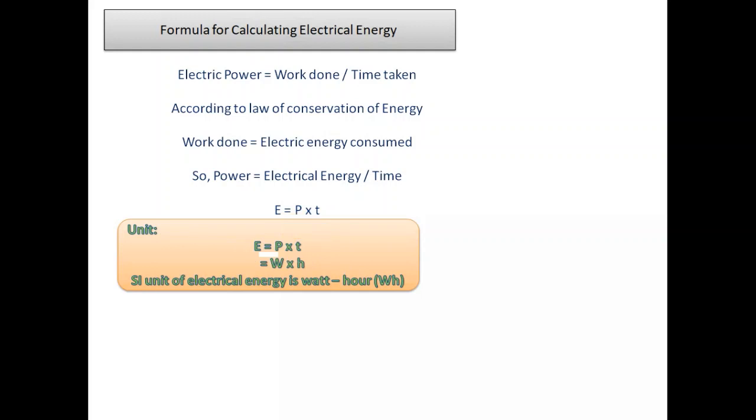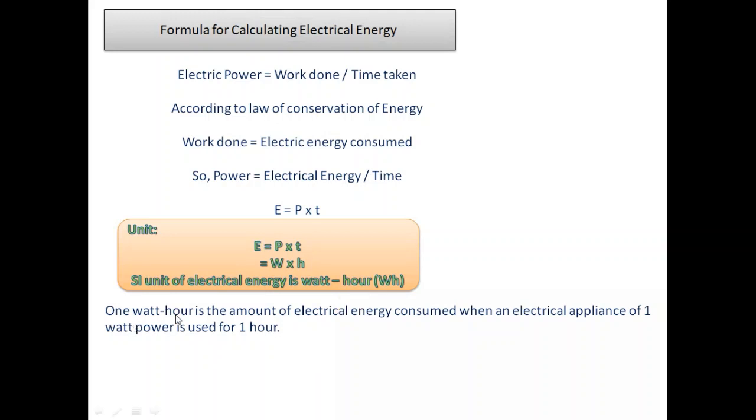Okay. Now let's talk about units. The unit of power is watt and the unit for time is hour. So the unit of electrical energy is watt hour. Let's look at 1 watt hour first. 1 watt hour is the amount of electrical energy consumed when an electrical appliance of 1 watt power is used for 1 hour, because we saw that energy is power into time. So the appliance has the power of 1 watt and is used for 1 hour. At that time, the appliance is consuming the energy of 1 watt hour.